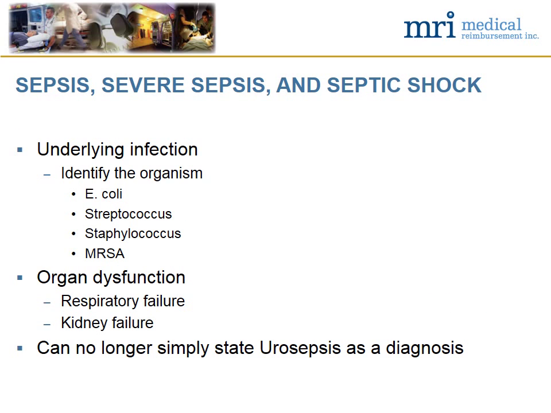Sepsis is practically the same as it was with ICD-9, just one or two exceptions. When documenting sepsis, we need to make sure that we're documenting the underlying infection, if we know that, and any organ dysfunction or failure related to the sepsis. And one of the main points is we can no longer simply state urosepsis. That is no longer an option in ICD-10.